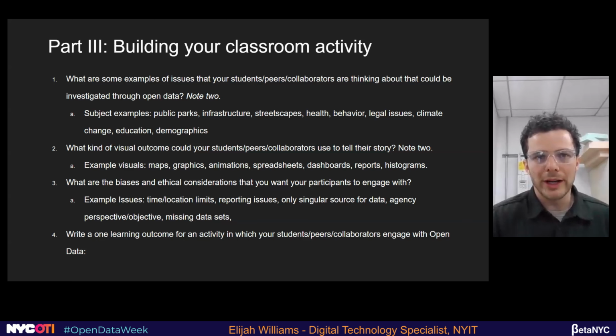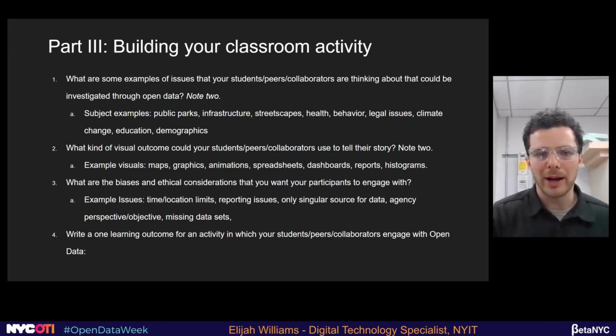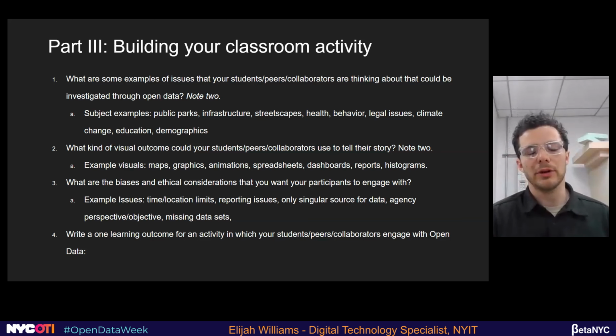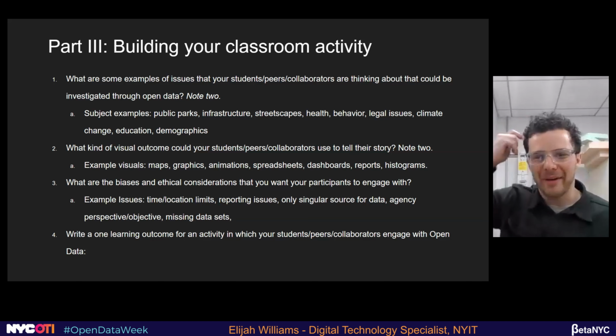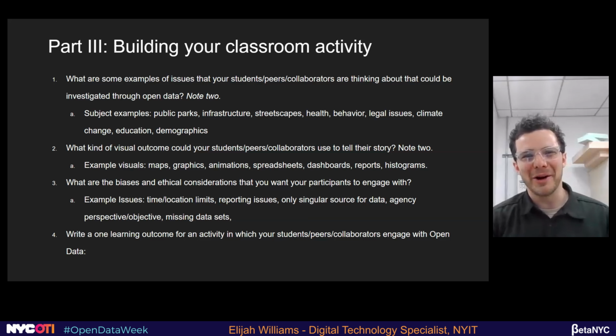So we love learning outcomes in this case. We ask you to write one learning outcome for an activity in which your students, peers, or collaborators engage with open data. That could be anything from, we challenge our assumptions around blank, blank, blank, using the CRT model. But it also could be, we learn where the parks are around us. I am working in Columbus Circle right now, and we use open data to figure out where we can eat lunch when it's nice out, just graphing open parks and open interior spaces when it's cold out.